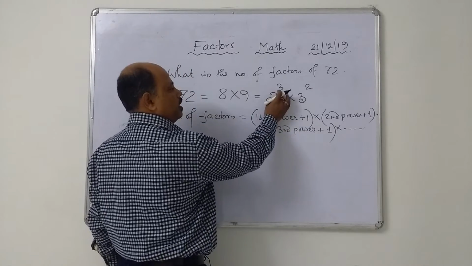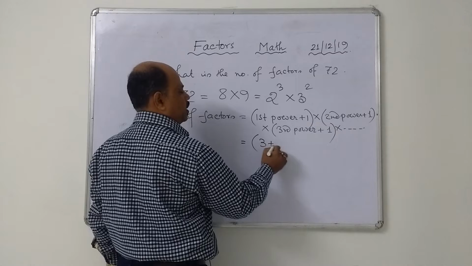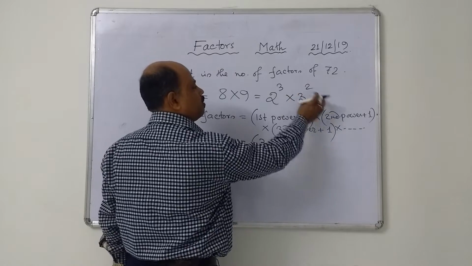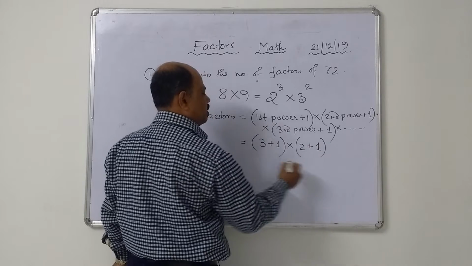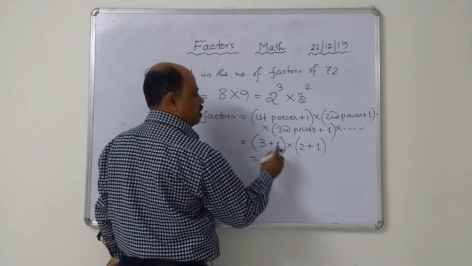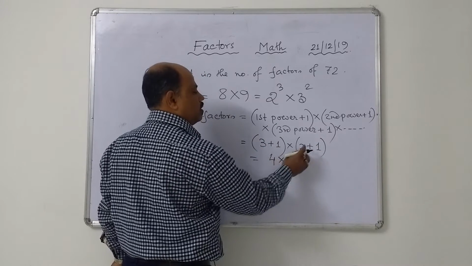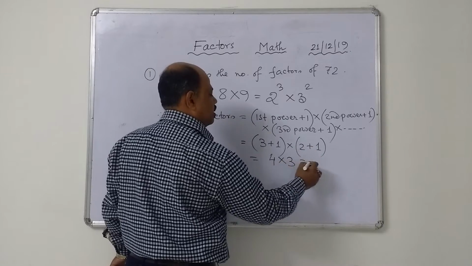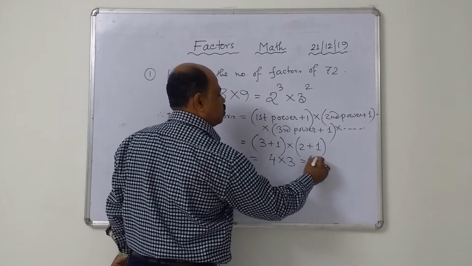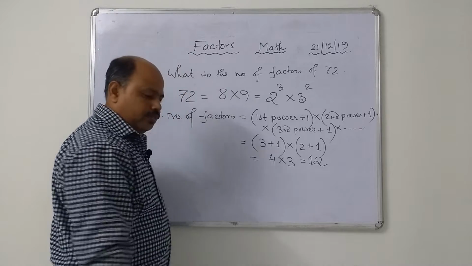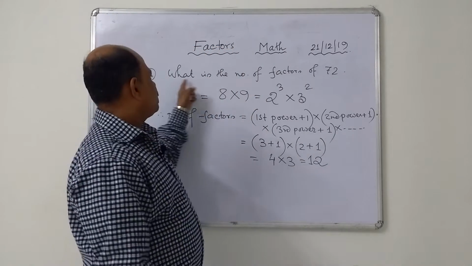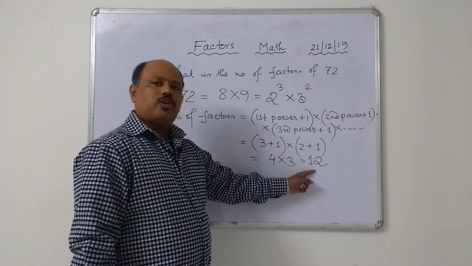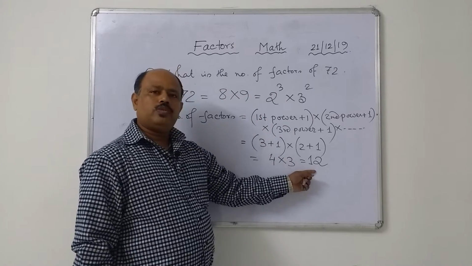First power is 3, that is 3 plus 1. Second power is 2, that is 2 plus 1. Therefore 3 plus 1 is 4, 2 plus 1 is 3, 4 threes are 12. Therefore the answer to that question is, number of factors equal to 12.